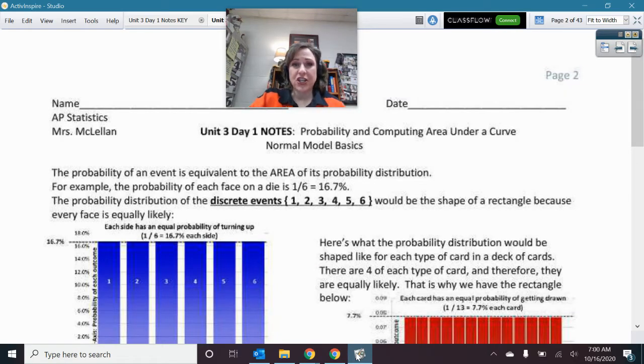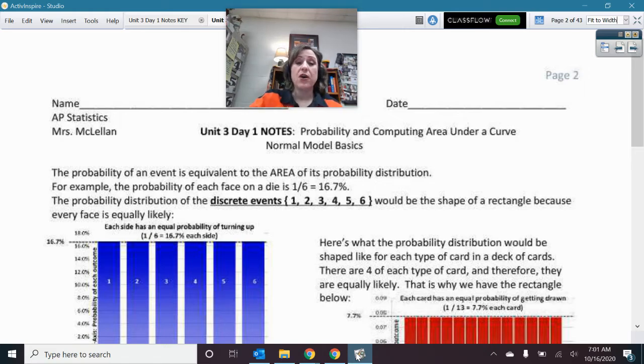Hi, guys. We're going to go ahead and start our unit on the normal model. Very, very fundamental stuff in statistics, even more so than standard deviation. Of course, you have to know standard deviation to be able to do the normal model.